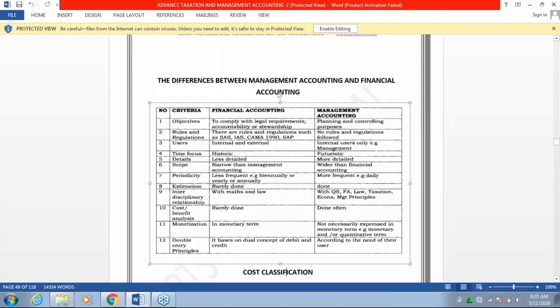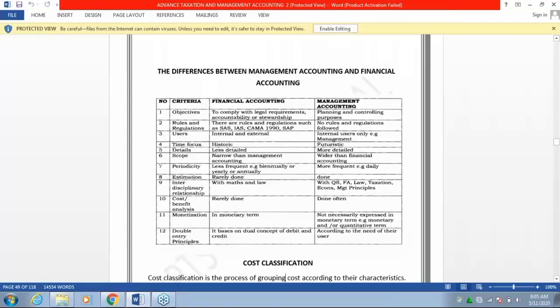So that is that. Then the difference between management accounting and financial accounting: yes, they are a bit different from one another because their objectives are not the same. The objective of financial accounting is just to comply with legal requirements, accountability, and stewardship. But for management accounting, the main objective is to make sure that they actualize the plan and control that plan to a particular extent. Then the rules and regulations. Yes, there are rules and regulations like structural adjustment.